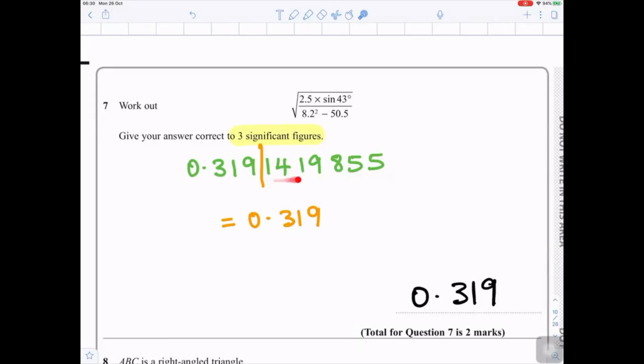0.3191419855. To give the answer to 3 significant figures, you count the first 3 numbers, 319, you put a line, you look at the number on the right, the number is 1, and that is smaller than 5. So you leave it as 0.319. So to 3 significant figures, it is 0.319.